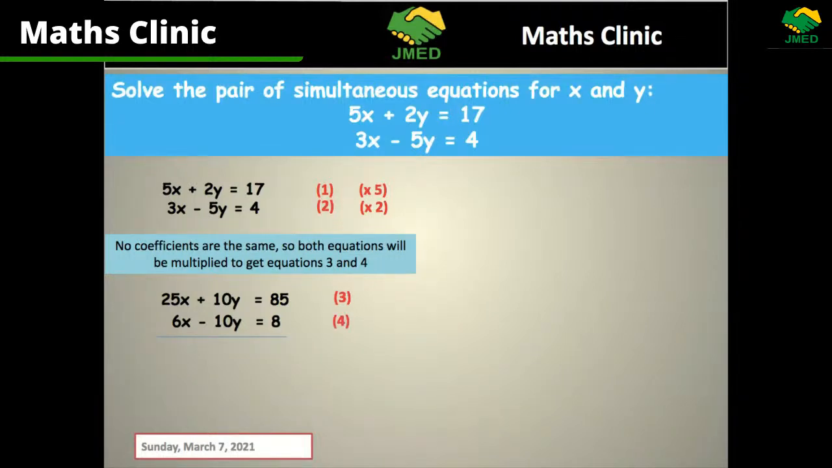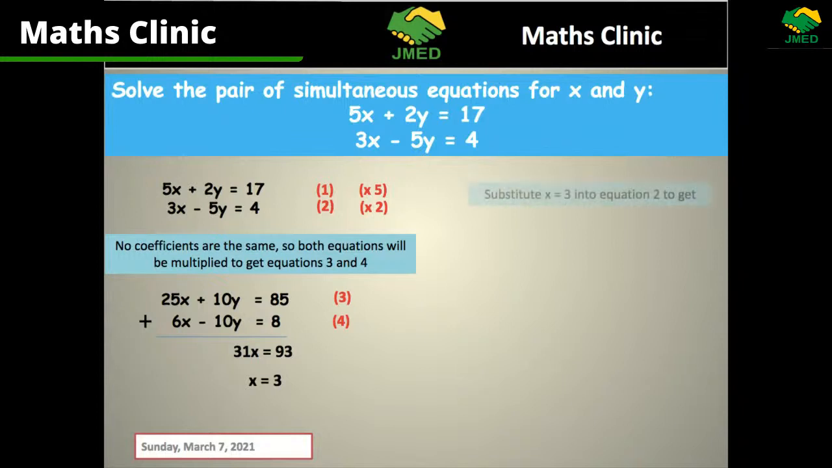Now, because we have the coefficients numerically similar, except for the difference of signs, we know that in this situation we just need to add the equations together. So when we add 25x plus 6x, we'll get 31x. And if we add 10y with minus 10y, that's a 0. We don't need to write that. That's the reason why we're adding. And 85 plus 8 gives us 93. And that gives us this weird-looking equation, 31x equals 93. But if you divide, you'll find that x is just 3.